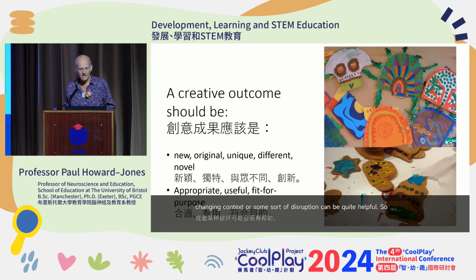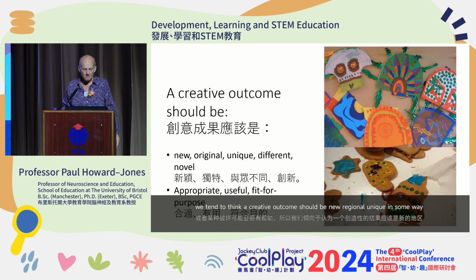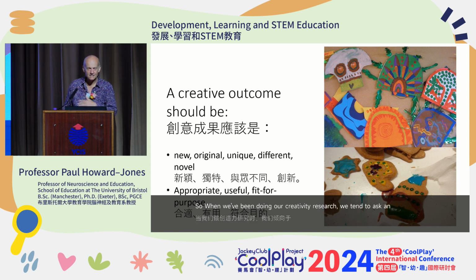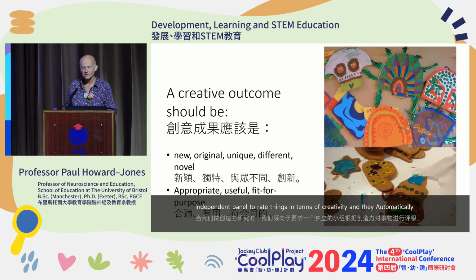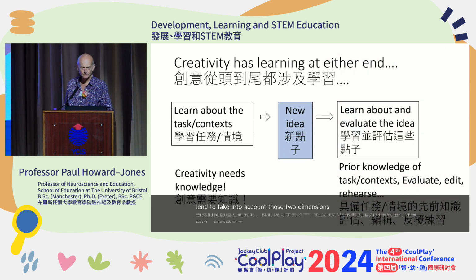So we tend to think a creative outcome should be new, original, unique in some way, so different. But also it's got to be appropriate, it's got to be fit for purpose. So when we've been doing our creativity research, we tend to ask an independent panel to rate things in terms of creativity, and they automatically tend to take into account those two dimensions.